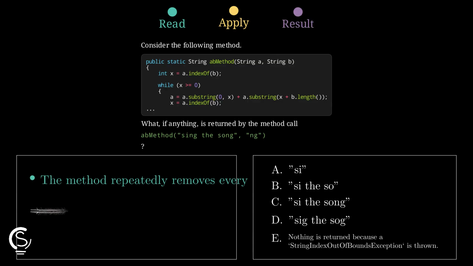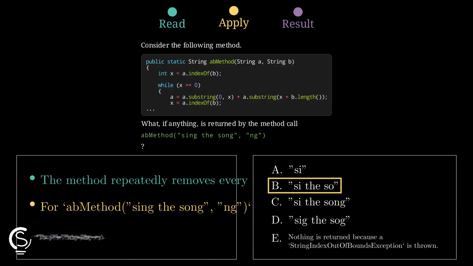Next, the "ng" in "song" is found and deleted. This leaves us with the final result, C, "siso". That makes option B our winner.